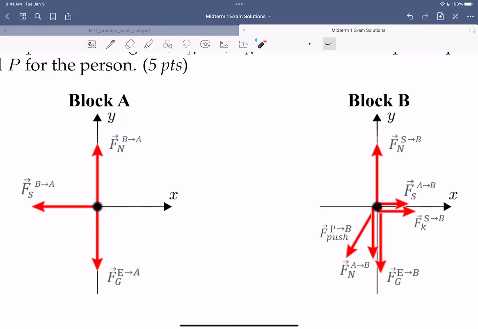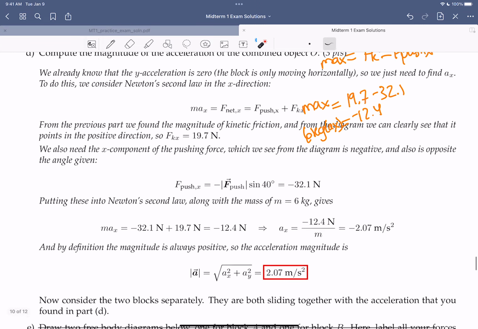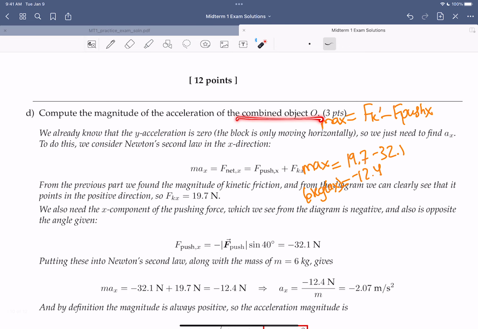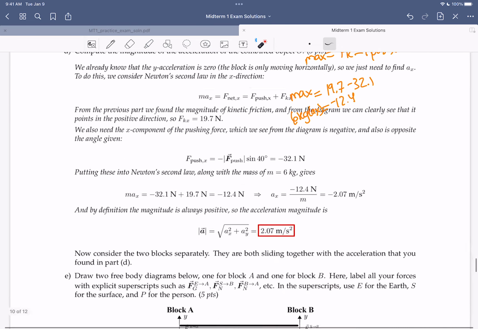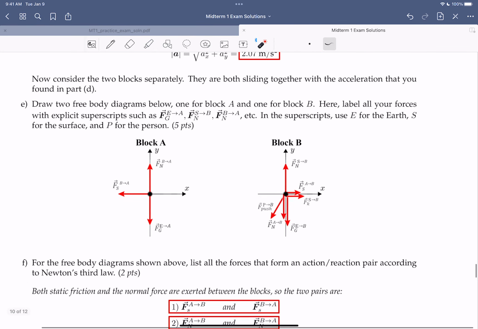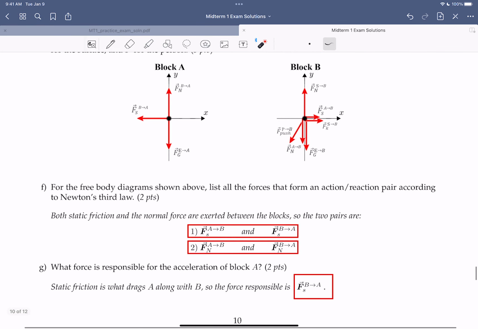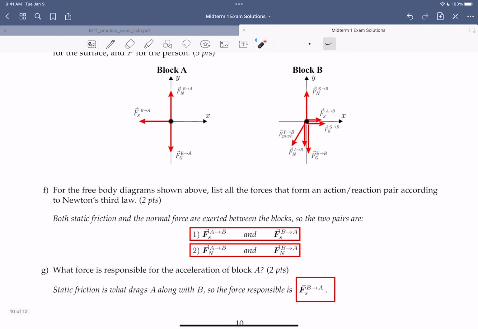Someone asked this same problem: why is FGY equal to negative 60 when mg is 3 kilograms? Yeah, because you're factoring in both boxes. Remember, they wanted to find the combined object's acceleration. So when it's a combined object, you add both masses, 3 kilograms plus 3 kilograms, and that's why you get 60. But does that make sense for E and F there, for the free body diagrams there?